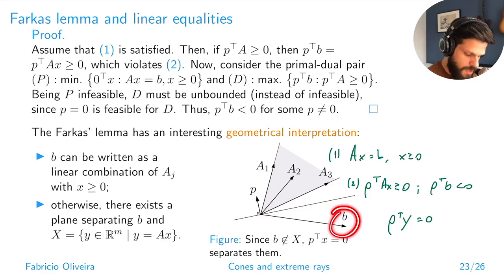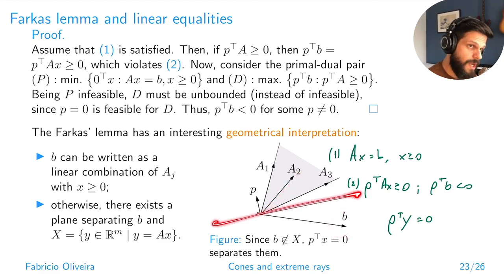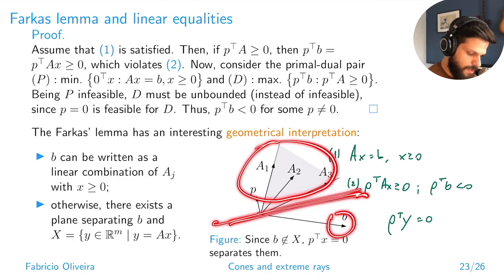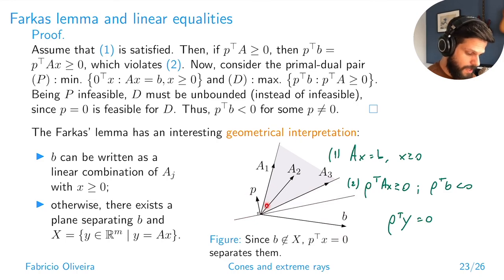So if B is not inside the cone, then I can find a separating hyperplane where B is on one side and this is at the other side. Any vector in this cone is on the other side. So either you can separate them, and if you can separate them it means that you can satisfy this, or B is inside and you can't separate them, so you can't find this condition. So that's a geometrical way of saying that you can only have one system or the other.